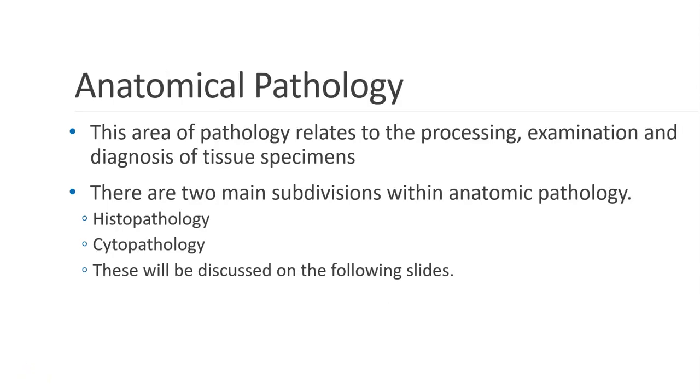The first division we're going to talk about is anatomical pathology. This area of pathology relates to the processing, examination, and diagnosis of tissue specimens. There are 2 main subdivisions within anatomic pathology: histopathology and cytopathology. These will be discussed on the following slides.